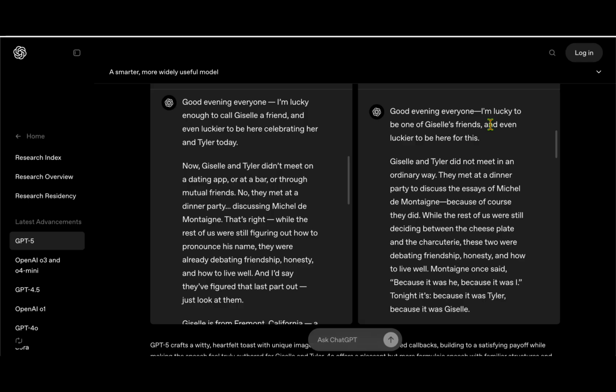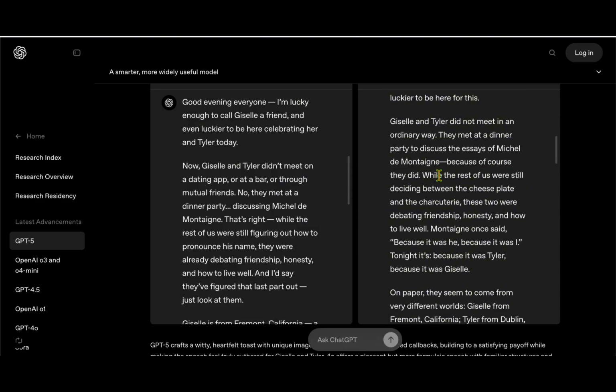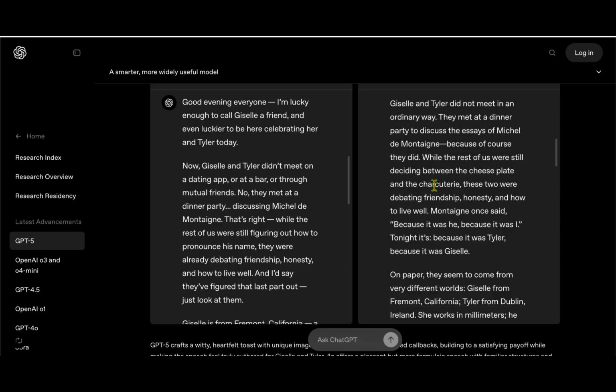And GPT-5, on the other hand, says, good evening, everyone. I'm lucky to be one of Giselle's friends and even luckier to be here for this. Giselle and Tyler did not meet in an ordinary way. They met at a dinner party to discuss the essays of Michel de Montaigne, because of course they did. While the rest of us were still deciding between the cheese plate and the charcuterie, these two were debating friendship, honesty, and how to live well.